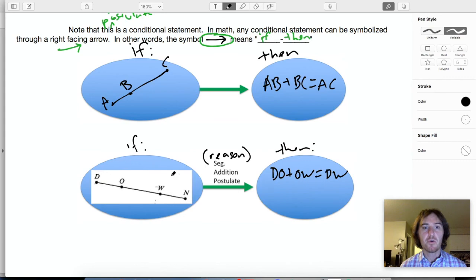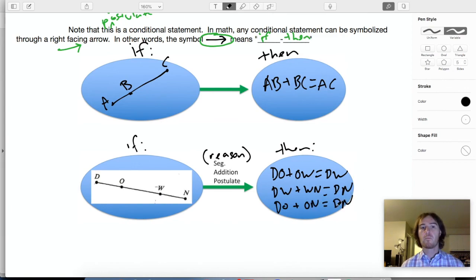What's another one? Let's do the whole thing then. What about DW plus WN? What does that equal? Well, it equals DN. W is between D and N, so DW plus WN equals DN. I hope you get the idea here. I can do DO plus ON also equals DN.